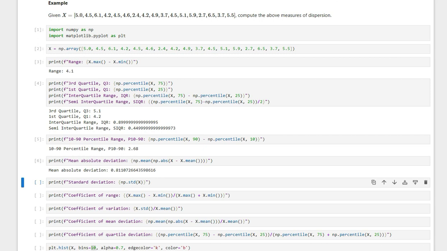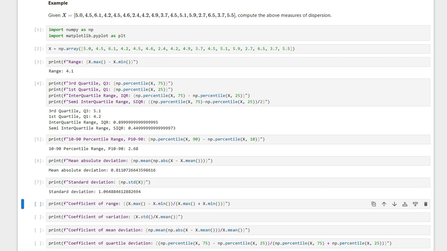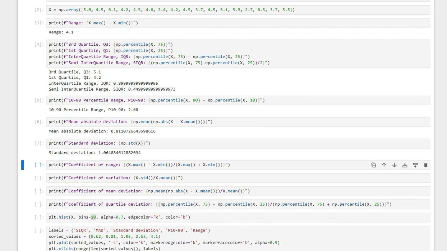Then for standard deviation, we'll use the std function of numpy, so numpy std of x, and that will give us the standard deviation, which is 1.06 in this case. So these were the absolute measures of deviation. Now let's look at some relative measures of dispersion.